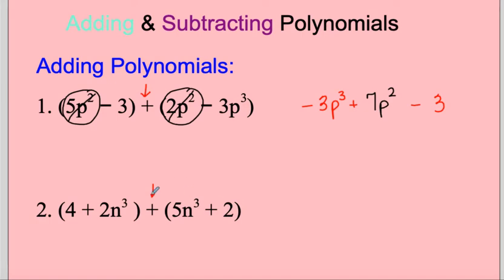All right, let's try it again. First, we're going to add the polynomials. Because it's addition, we can drop the parentheses, and the like terms would be 2n cubed and 5n cubed. So that would give me 7n cubed. And then 4 and 2 are constants, so those are like terms. So that would be plus 6. All right, so not so difficult, but you do really have to pay very careful attention to the variables and their exponents.